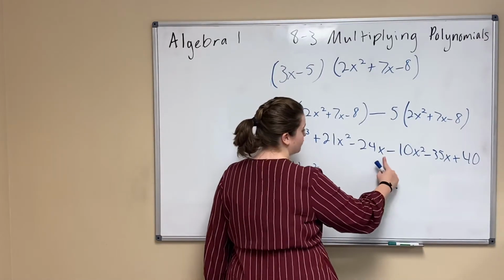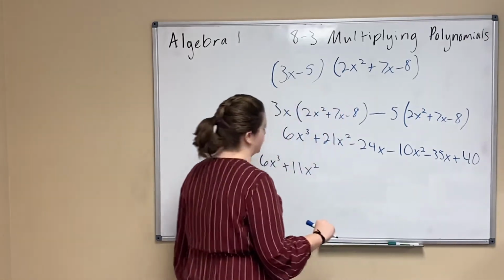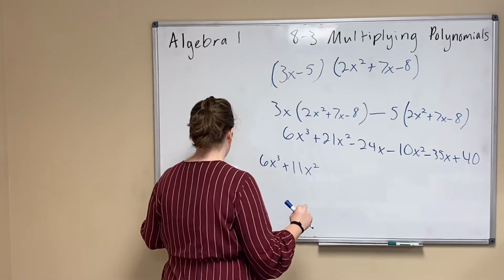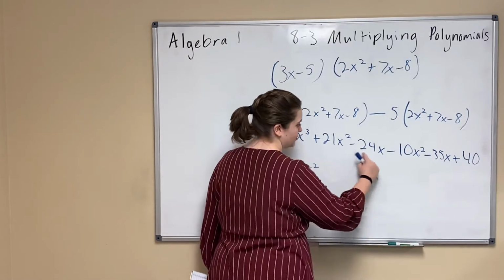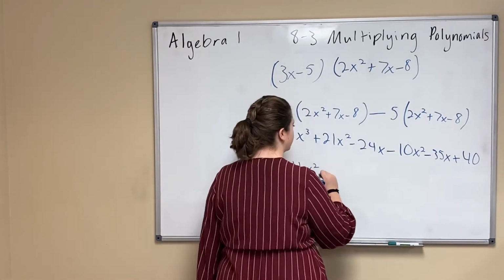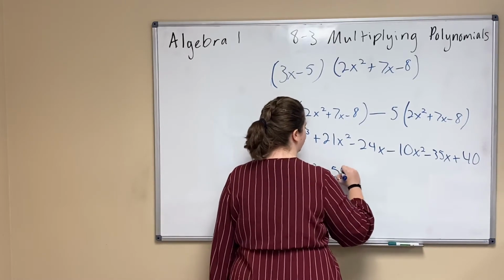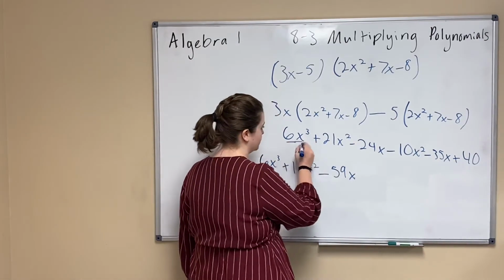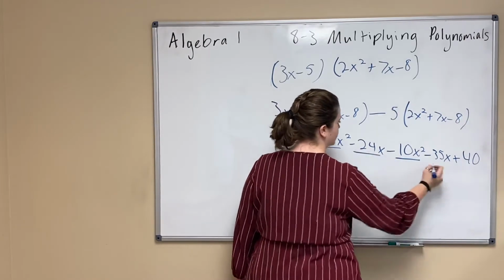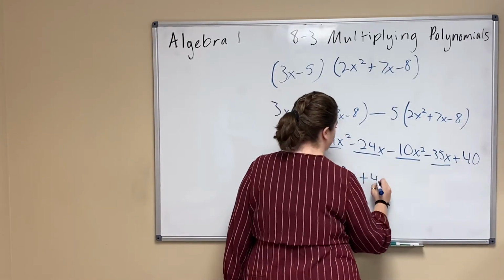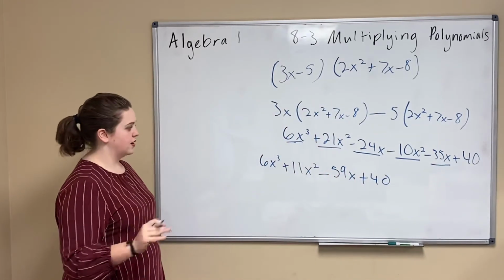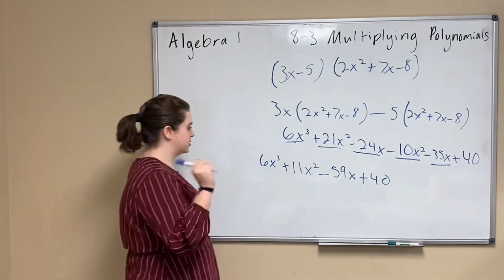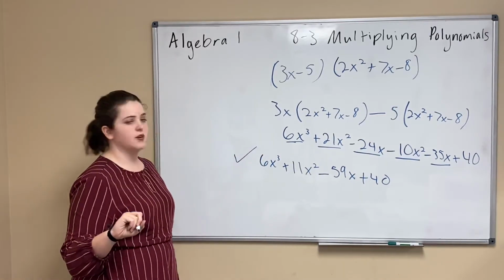Then I've got minus 24x and minus 35x. Now negative 24 minus 35 is going to be negative 59x. So we've taken care of this one, this one, this one, this one, and this one. What's left is the 40. Okay, now looking at this, there are no more like terms, and they're in order from the greatest degree to the least degree, so I'm done. This is as simplified as it can go.